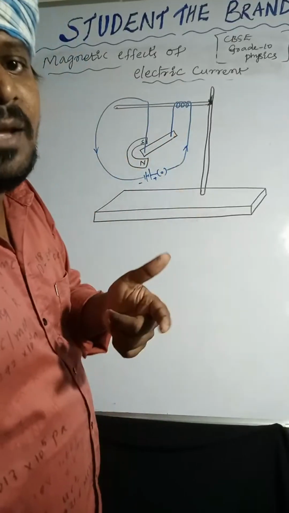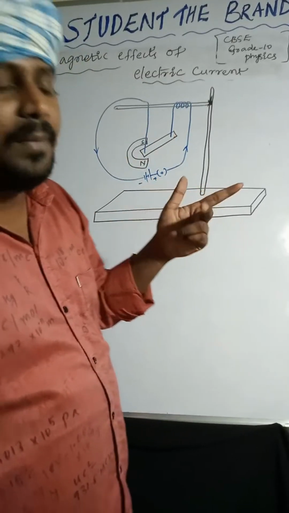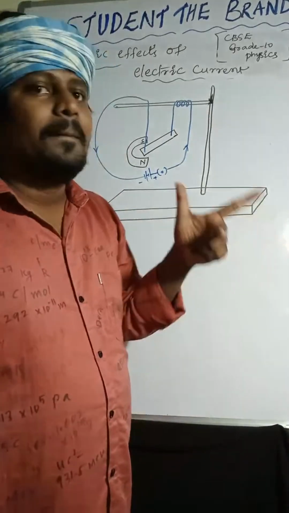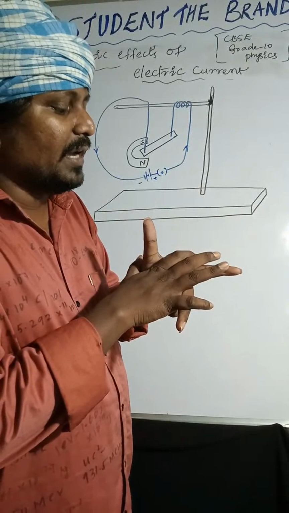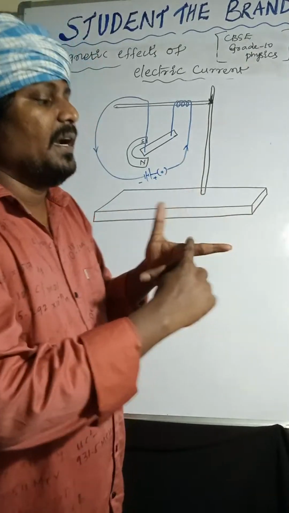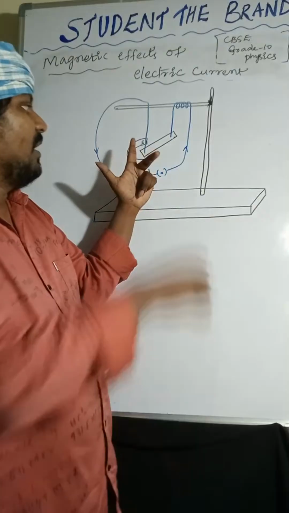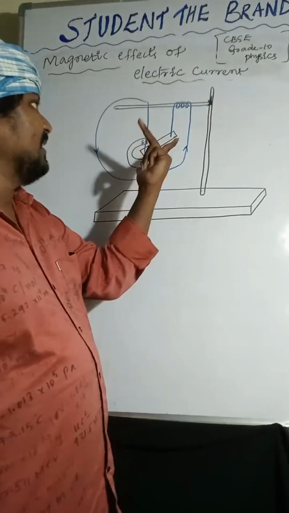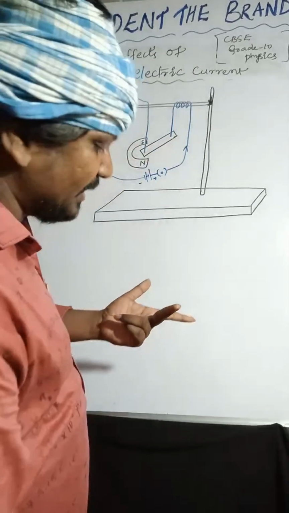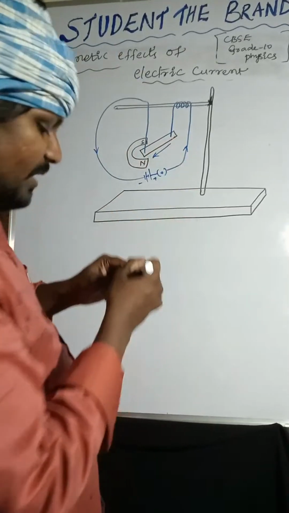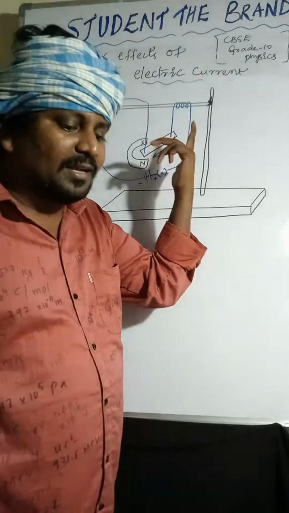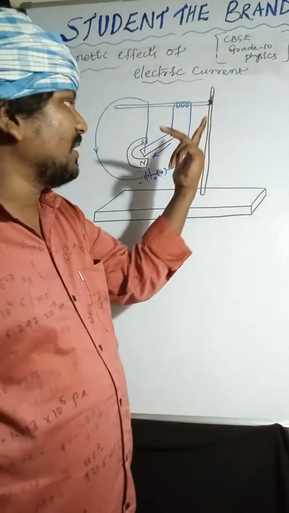By using Fleming's left hand rule. The index finger shows the magnetic field, the middle finger shows the current direction, and the thumb shows the force acting on the conductor.